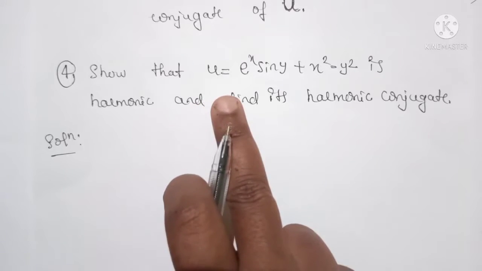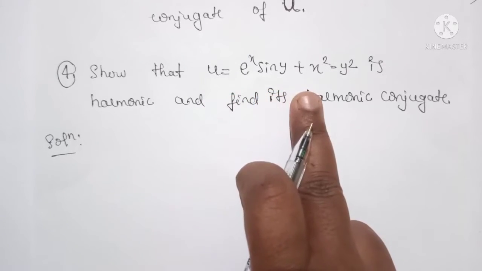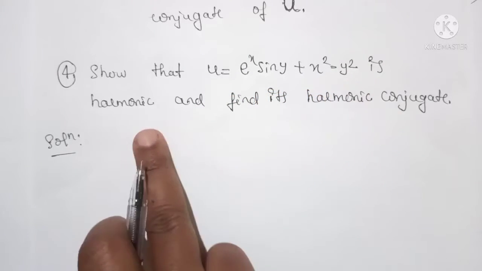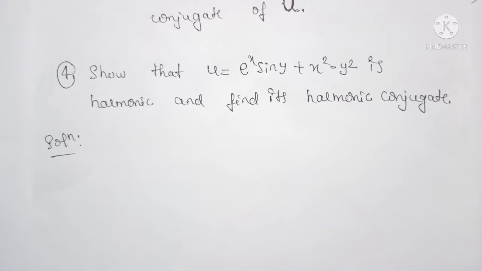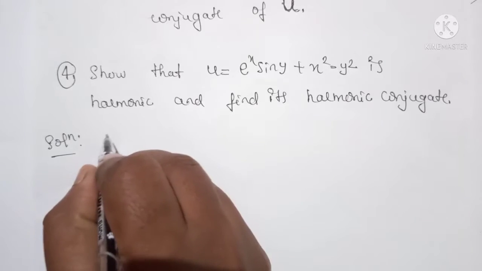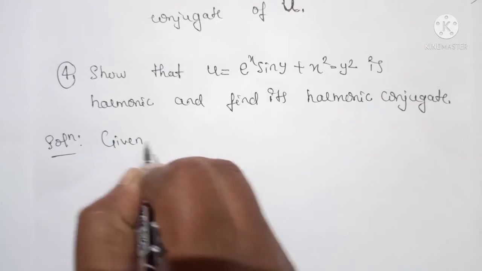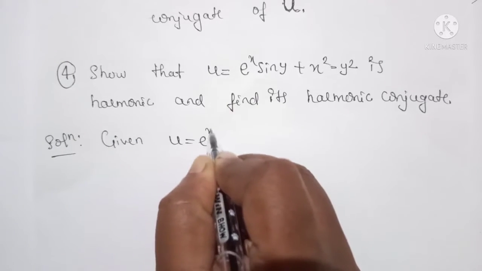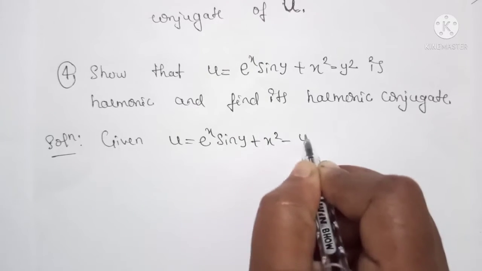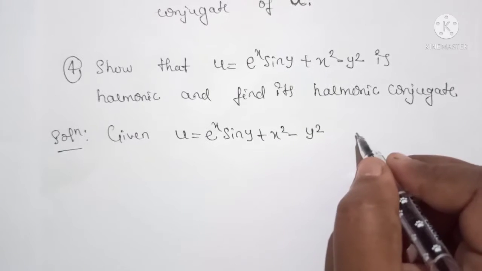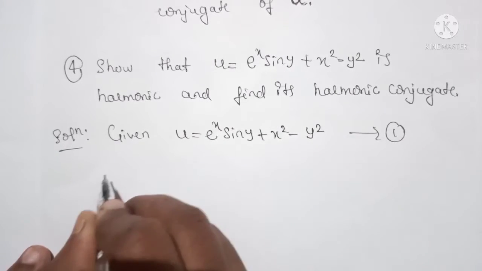Show that u is equals to e raised to x sin y plus x square minus y square is harmonic and find its harmonic conjugate. So here the given function is u equals to e raised to x sin y plus x square minus y square. Okay, consider this as equation 1.